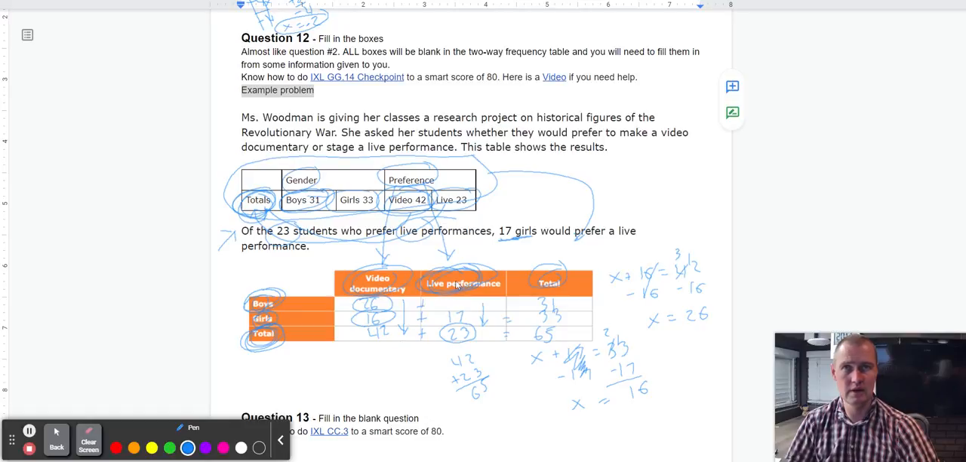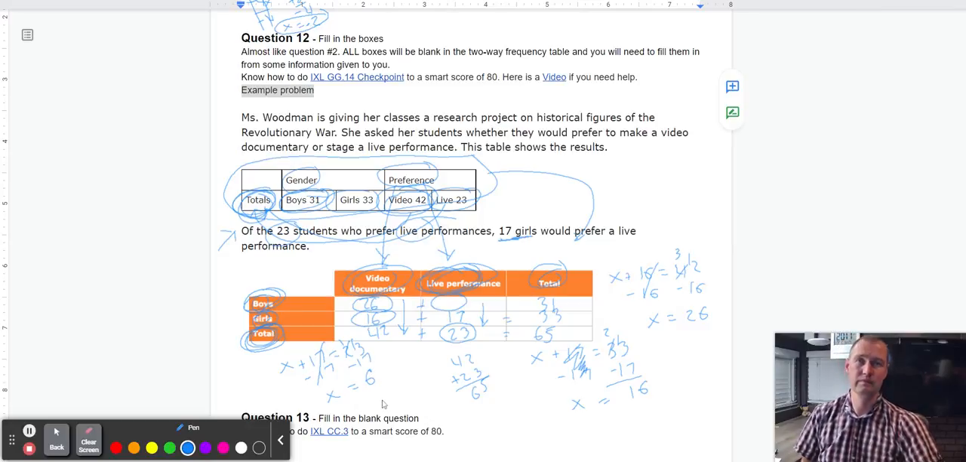And the last one is how many boys want to do the live performance. So unknown plus 17 equals 23. Minus 17 from both sides. We have x equals 23 minus 17, not bad at all, is 6. I'm going to double check that. Borrow from the 2, I got a 1, 13. Yeah, 13 minus 7 gives us 6. Nice. So 6 goes there.